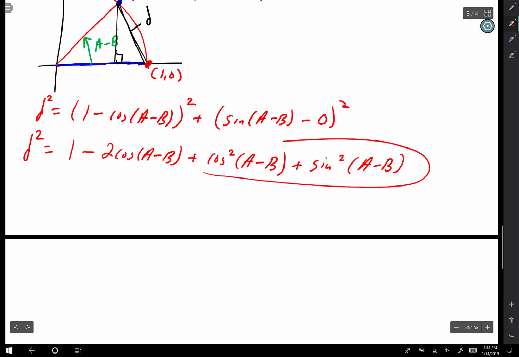And then look at that right there. Cosine squared of a minus b plus sine squared of a minus b, what is that? 1. Another 1, and what's 1 plus 1? 2. So here's my second equation. 2 minus 2 cosine a minus b.